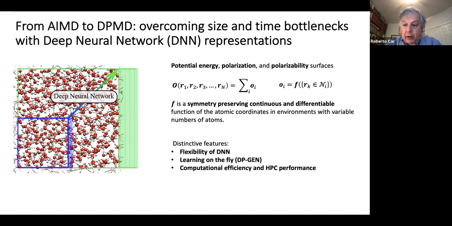This is a local representation. However, the local properties depend on the pattern of the atoms that are included into several coordination shells of the I atom. And within that neighborhood, the function F is a truly many body function of the atomic coordinates.